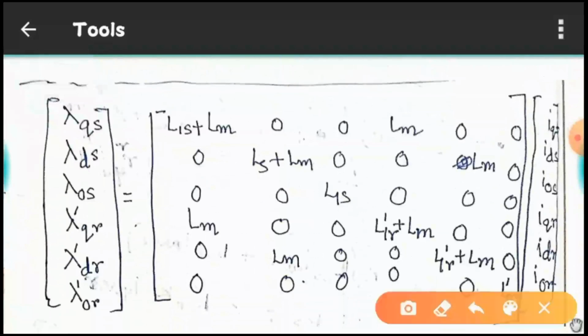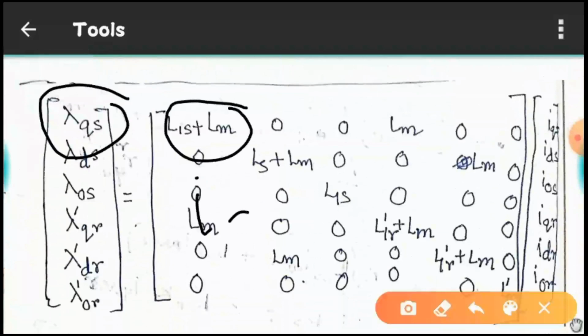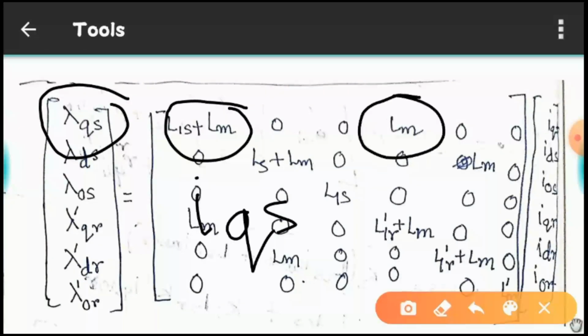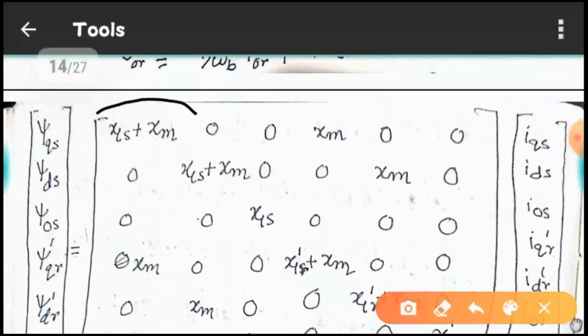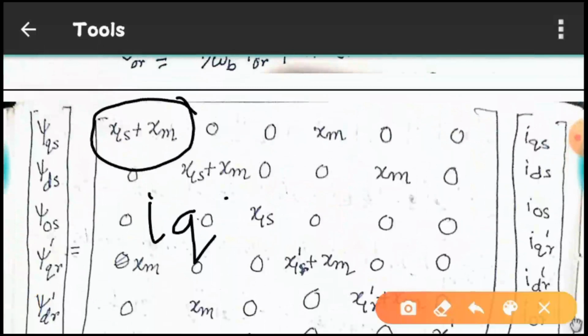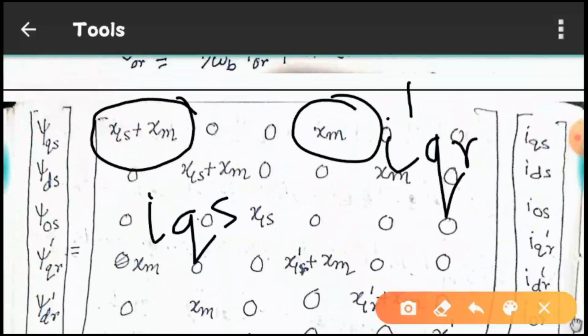See, this lambda_QS is dependent on two currents. One is I_QS, another one is I_QR dash. Here also we have this like L_s plus L_m. Here we have X_ls plus X_m, that is associated with I_QS, and this one is associated with I_QR dash. One thing that is very clear, and this is our induced EMF, I_E.